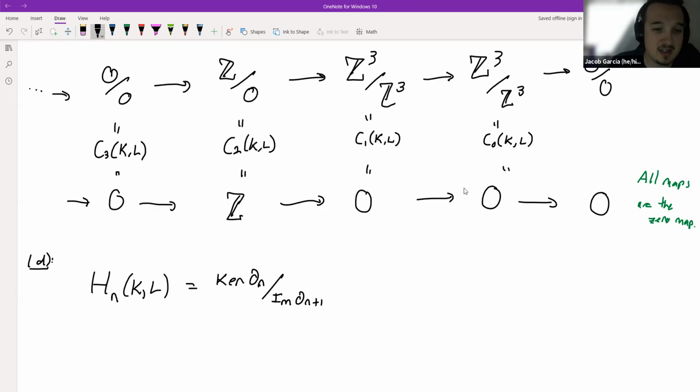So this is D2, this is D1, D0, D3, right? And these boundary maps, the subscript on them is always referring to the dimension of the domain. So D0 is the boundary map on the 0-dimensional simplices, D2 is the boundary map on the 2-dimensional simplices. But since all maps here are the 0 map, right?